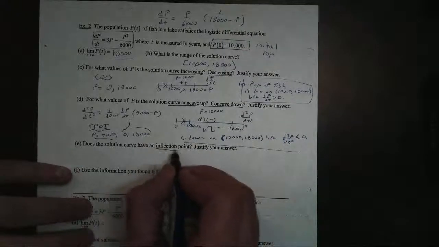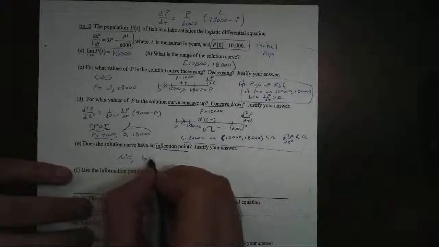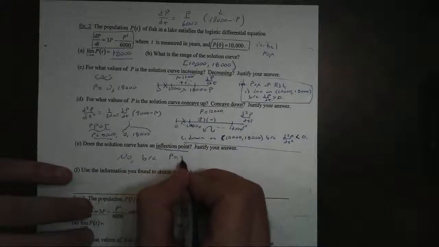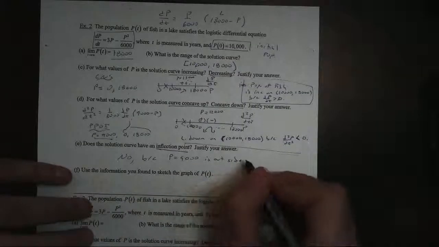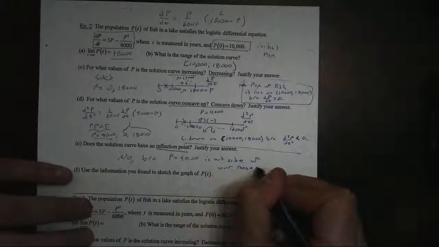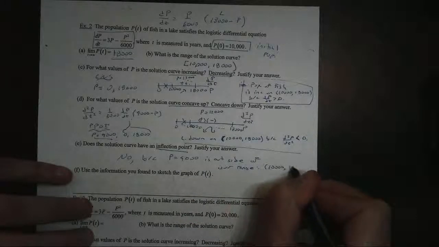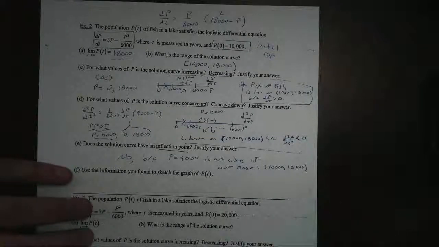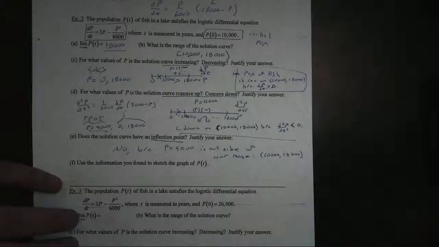Now, do we have a point of inflection? And of course, the answer is no, not in this case, and that is because P equals 9,000 is outside of our range. Remember, our range was from only 10,000 to 18,000. So there's going to be no point of inflection. I was thinking, there's no point to this.